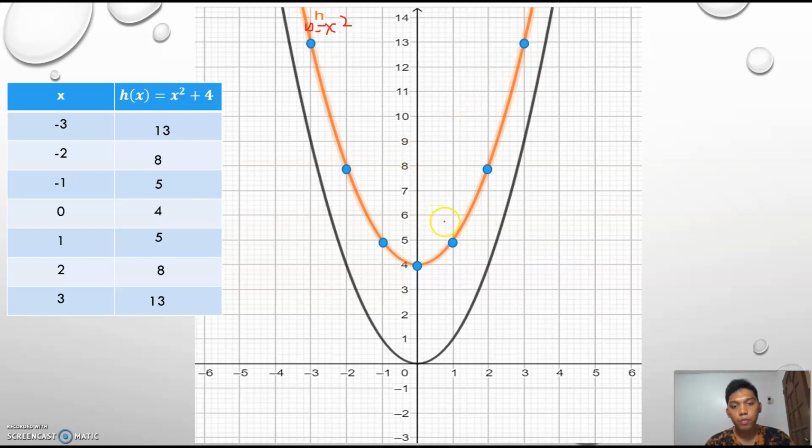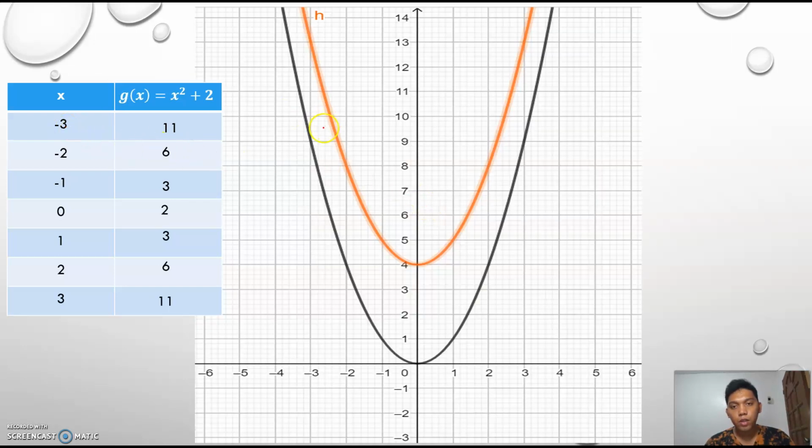Next function. So negative 3, 11, it's here, down here. And then negative 2, 6. Negative 1, 3. 0, 2. 1, 3. 2, 6. And then 3, 11.